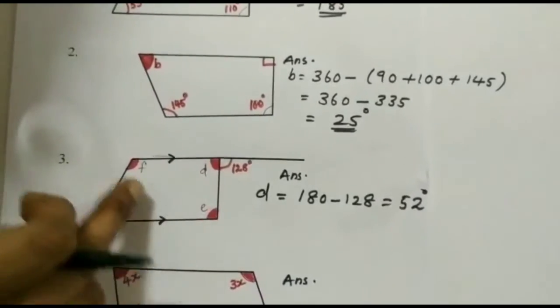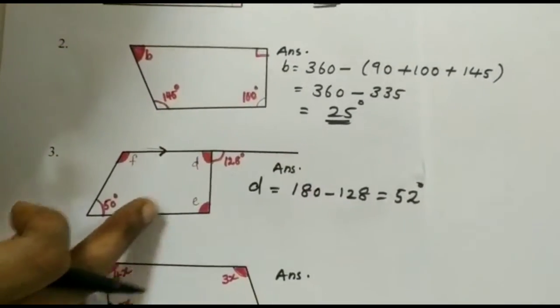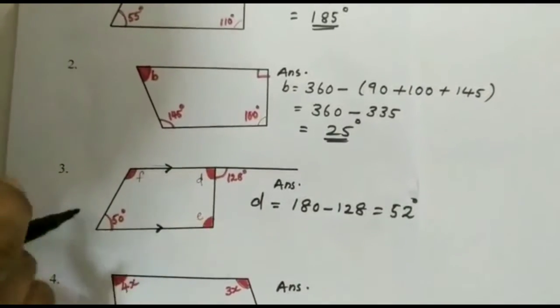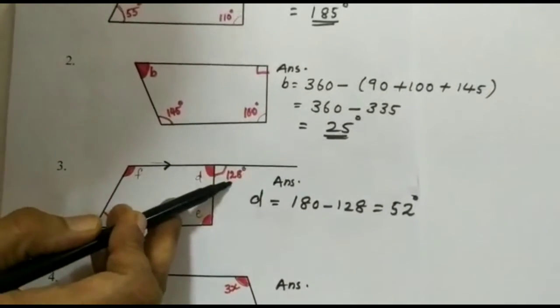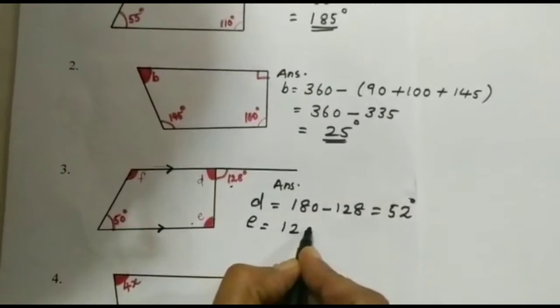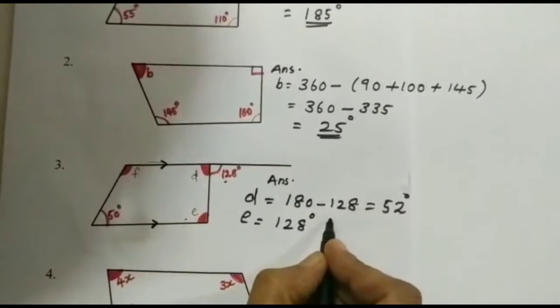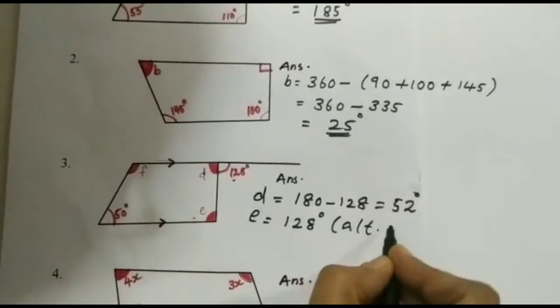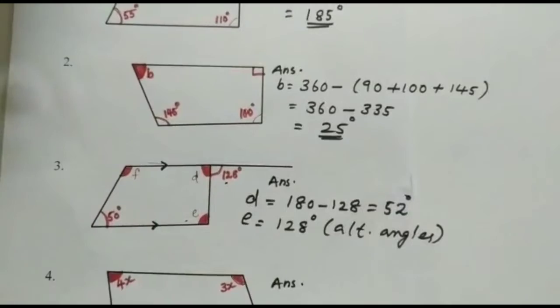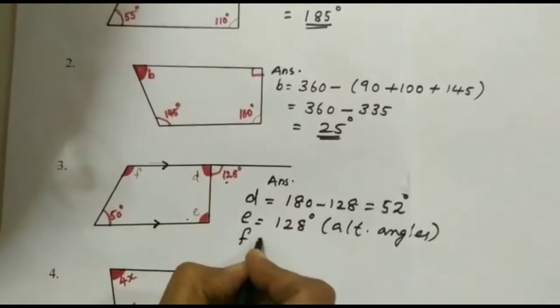Now we can apply the parallel line property. If there are two parallel lines and this is the transversal, and this angle is 128, then angle E also will be 128. That is the property of alternate angles. Alternate angles are equal between the parallel lines. Then F you can find out by the same property.